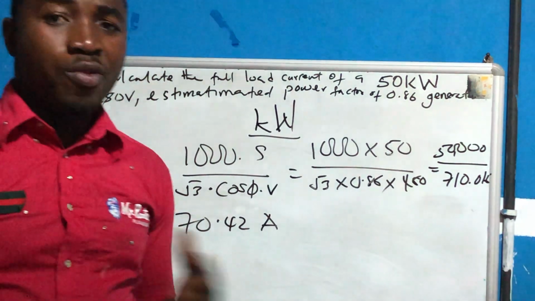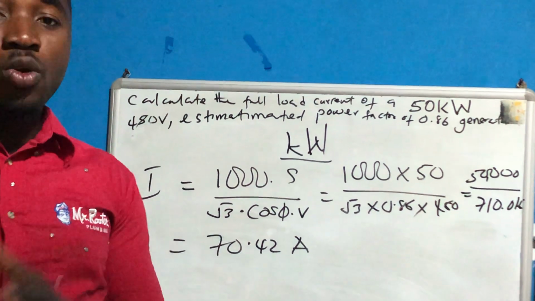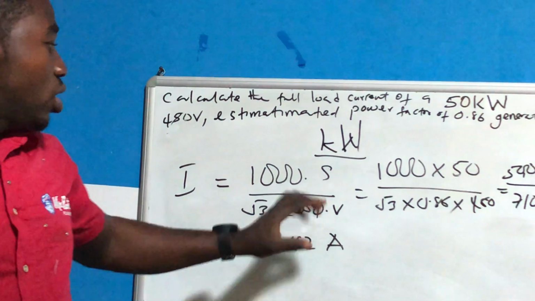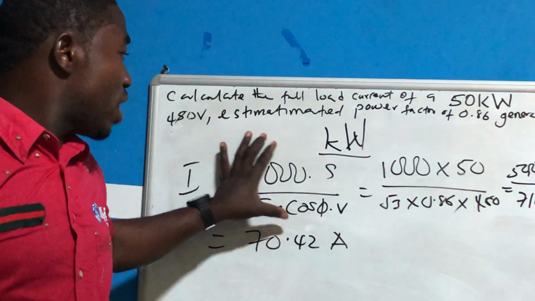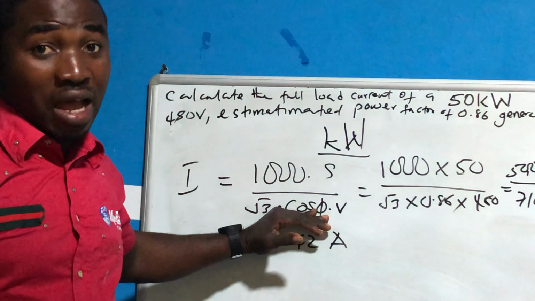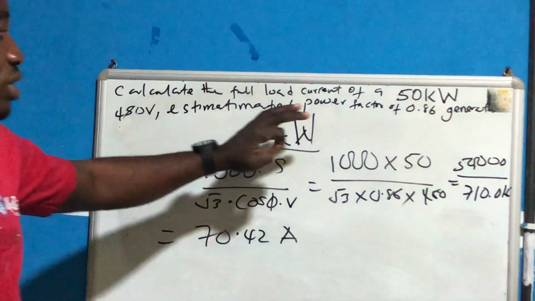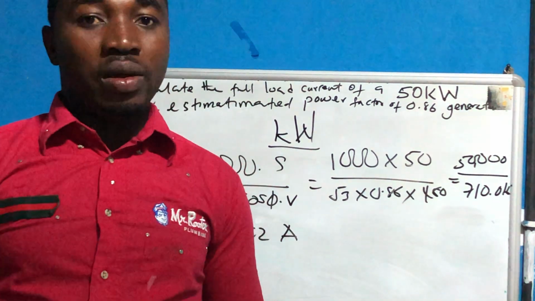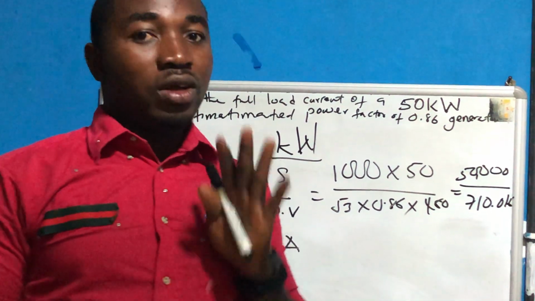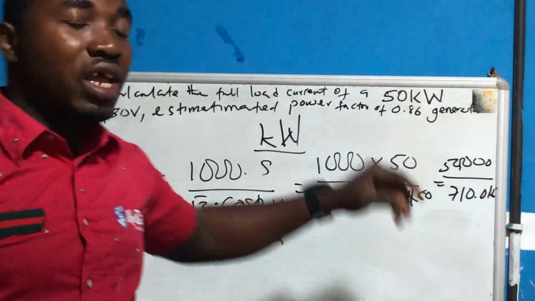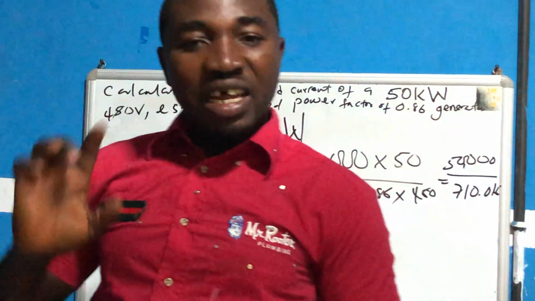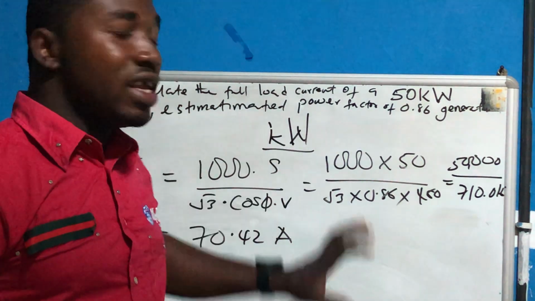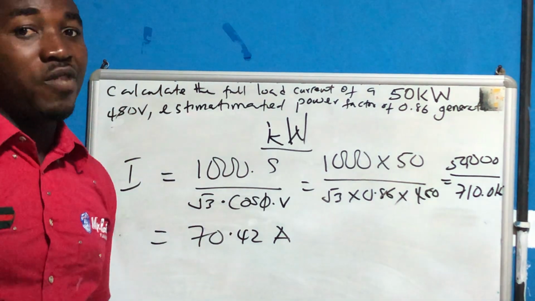So what is the difference between a generator rated in kilowatt and a generator rated in kilovolt ampere? The only difference here is that a generator rated in kilowatt has a power factor, but once the generator is rated in kVA, kilovolt ampere, it does not require a power factor. So hence the only difference is that generators rated in kVA do not require the power factor, whilst generators rated in kilowatts require a power factor.